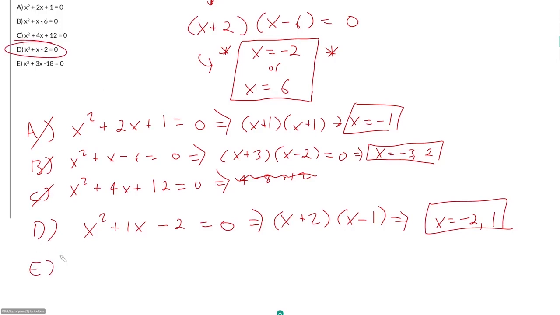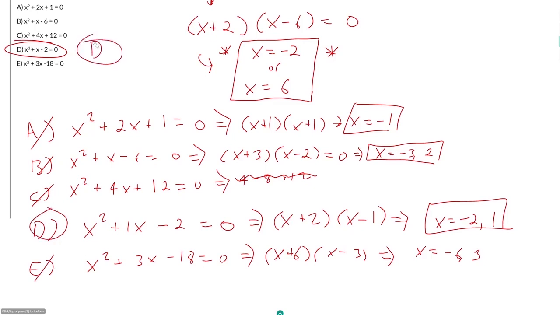We can look at E real quick. If we made it all the way down to D, so might as well look at E just to make sure we can eliminate it. x squared plus 3x minus 18 is equal to 0. Therefore, x plus 6 and x minus 3 should work. So this says x could be negative 6 or positive 3, neither of which are the roots we are looking for. So E is out. D is our answer.